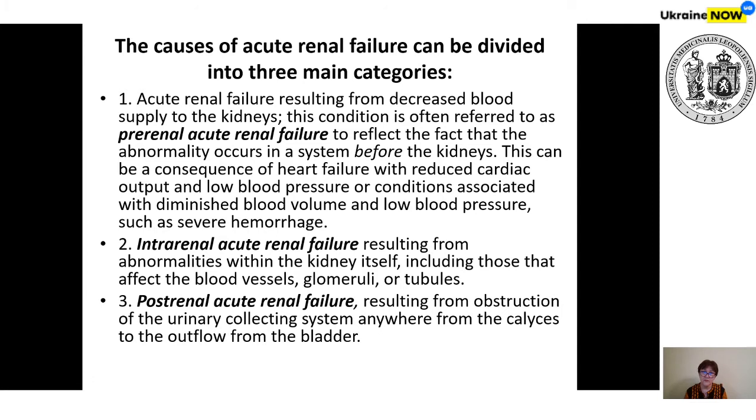This can be a consequence of heart failure with reduced cardiac output and low blood pressure, or conditions associated with diminished blood volume and low blood pressure, such as severe hemorrhage. The second one is intrarenal or renal acute renal failure, resulting from abnormalities within the kidney itself, including those that affect the blood vessels, glomeruli, or tubules. And the last one is post-renal acute renal failure, resulting from obstruction of the urinary collecting system anywhere from the calyces to the outflow from the bladder.